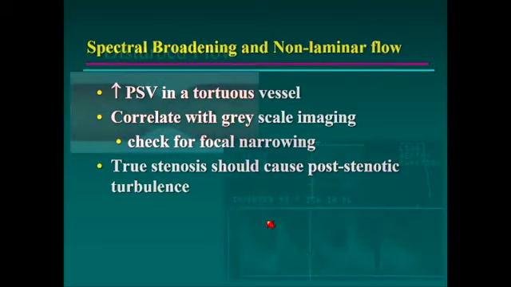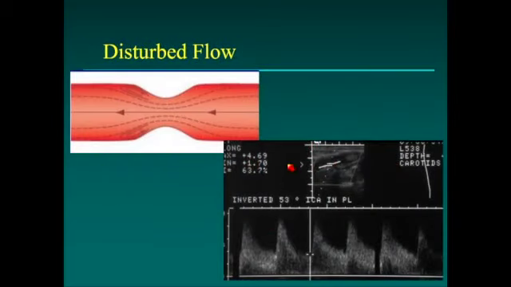So this spectral broadening that we talk about is represented in the spectral Doppler waveform as this filling in of velocities underneath the envelope of peak systolic velocities, and so you get that, sometimes called the acoustic window filling in.